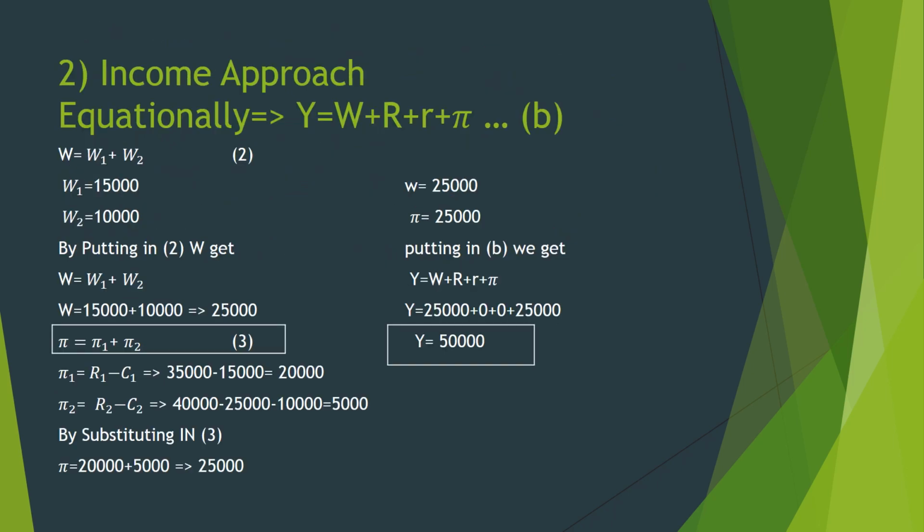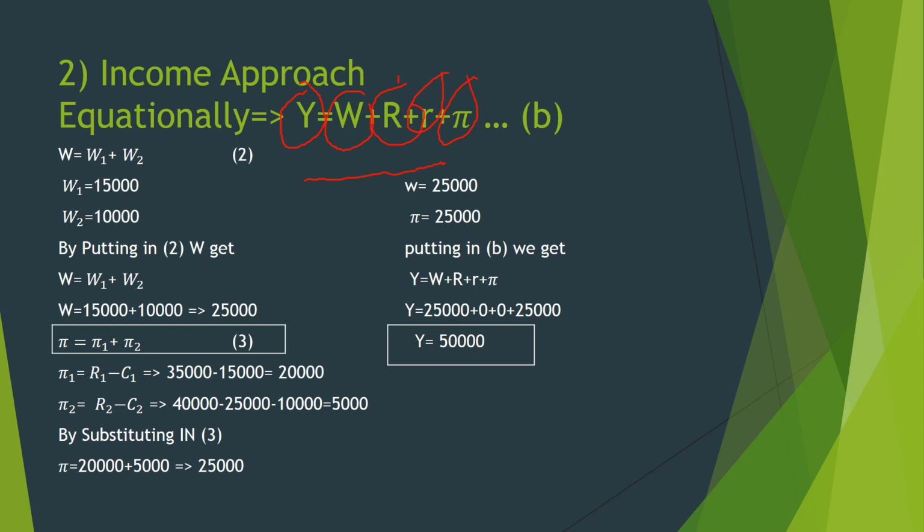Next, we can use the income approach or income method to measure the economic activity. Equationally, the national income according to the income approach can be written as national income equals wages plus rent plus rate of interest plus profit. So, by incorporating the information given in our example, we can calculate the economic activity by using this formula.